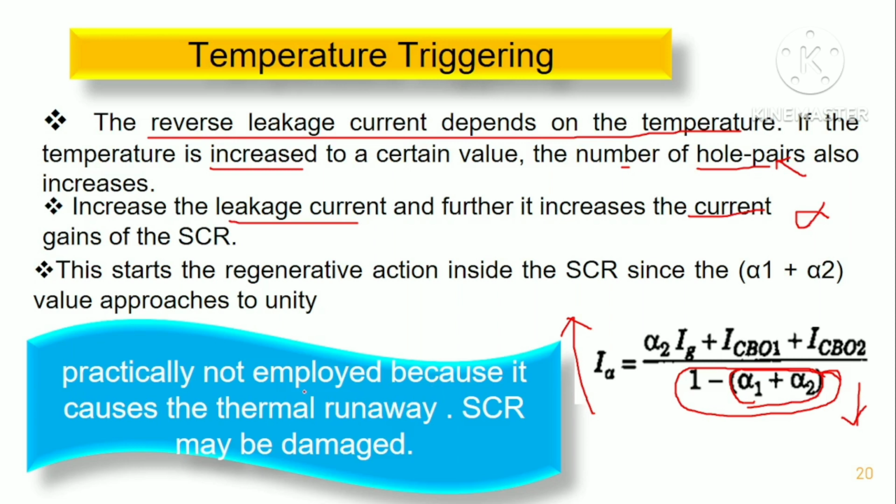Again, this is also not practically used because it causes the thermal runaway problem. We should have some limitation on increasing the temperature, otherwise it leads to thermal runaway, and due to that the SCR may be damaged. So this is not an advisable method. That is the temperature triggering method.